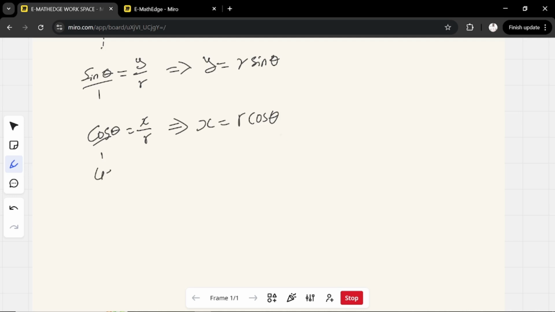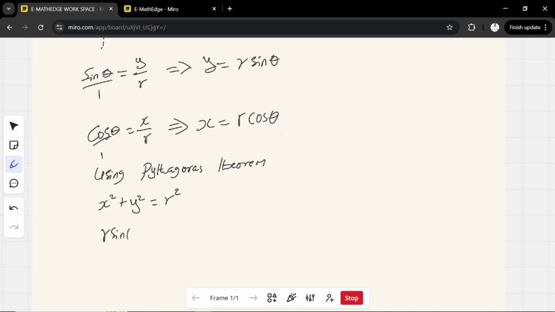So using the Pythagoras theorem, which states that x squared plus y squared is equal to r squared, right? Mind you, we've obtained the value for x and also y. So instead of x squared, we are going to have the value r sine theta.